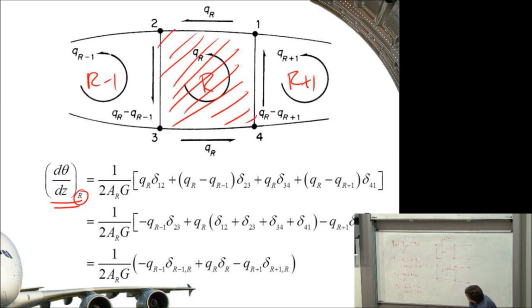Now the shear flows around the loop, if we go from panel 1 to 2, we've just got QR. But if we go from 2 to 3, we've got a contribution from QR, or from the R cell, but we've also got a contribution from the R minus 1 cell. So from panel 2, 3, we end up with QR minus 1, which is here. Panel 3, 4, we're back to QR again. And panel 4, 1, we've got QR minus QR plus 1.